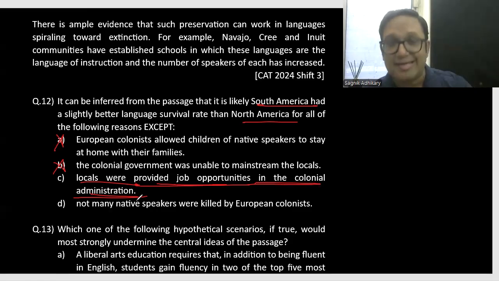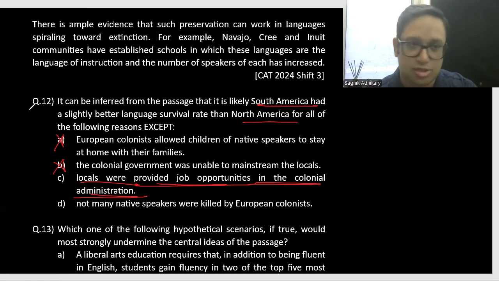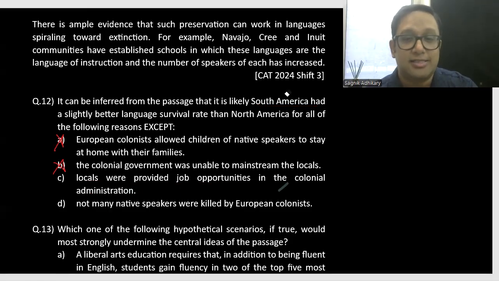The colonists, the colonizers, they would speak their own language. In this case, European languages, let's say. If locals were given jobs, then in order to get those jobs, they would emulate the language, hence the culture of the colonizer, hence the dominant language will win out. This one does not correlate directly. Second, it does not correlate with North America and South America directly.